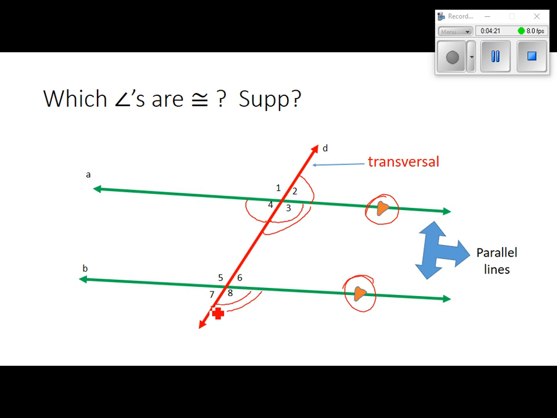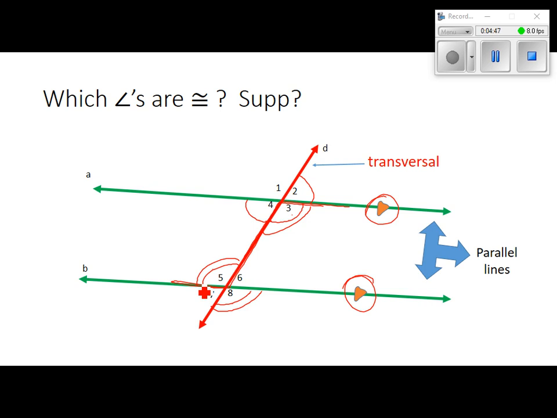Name me a pair of alternate interior angles. 5 and 3. All right. Again, if I trace them, they form a what? A Z. Those are probably the ones that we're going to use the most. How am I going to mark angle 5 then? With 2 lines. What do I now know about angle 5, angle 8, and angle 3? They're all congruent.